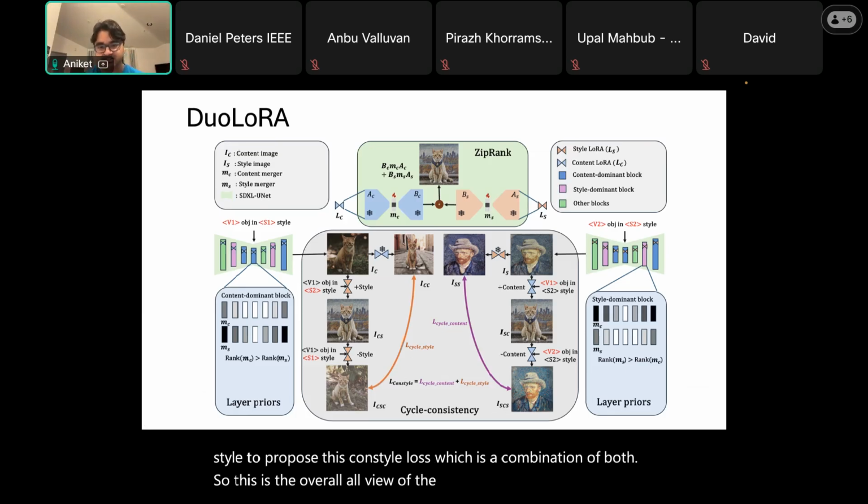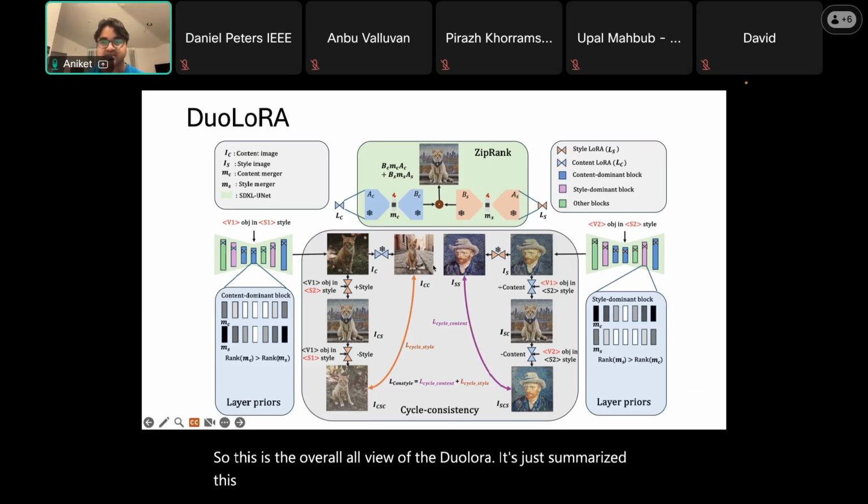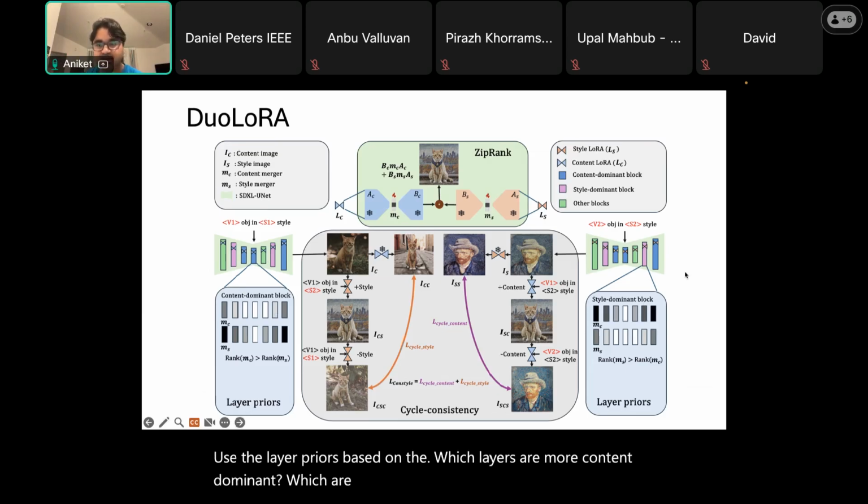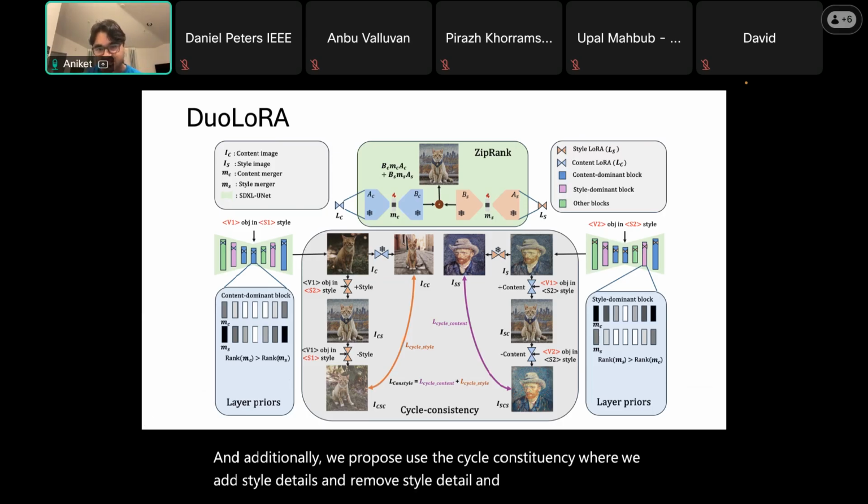To summarize, this has three components. One is ZipRank, which learns the mask in the rank dimension. Second, we use the layer priors based on which layers are more content dominant and which layers are more style dominant, and use that context while training the mergers. And additionally, we use the cycle consistency, where we add style details and remove style details and make sure those are consistent with each other.